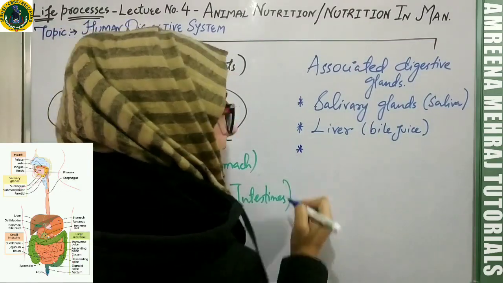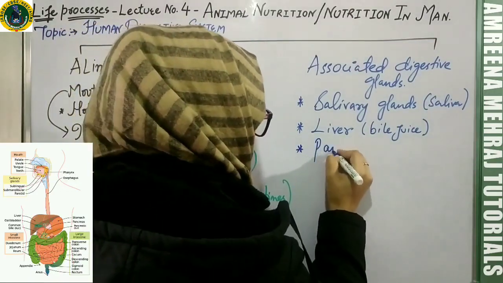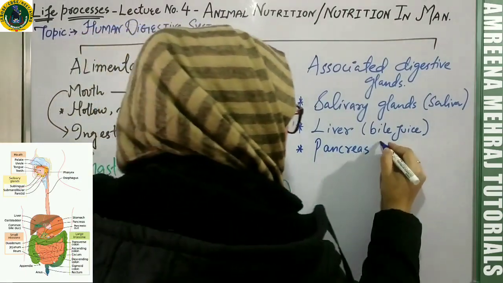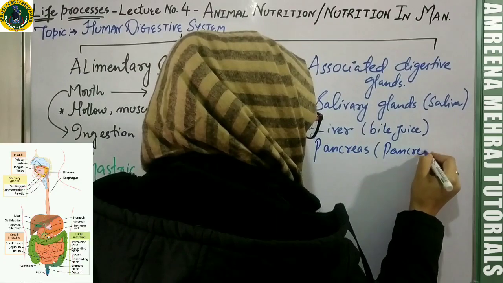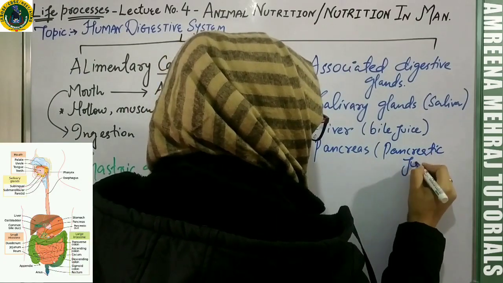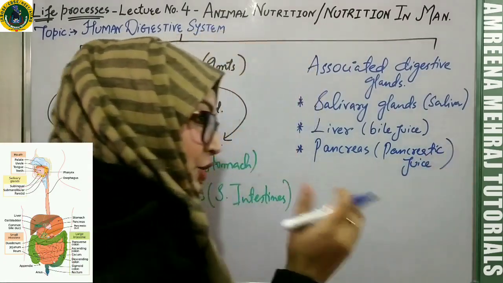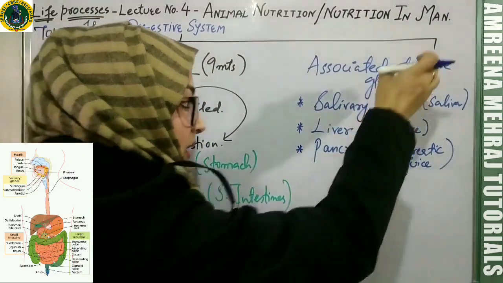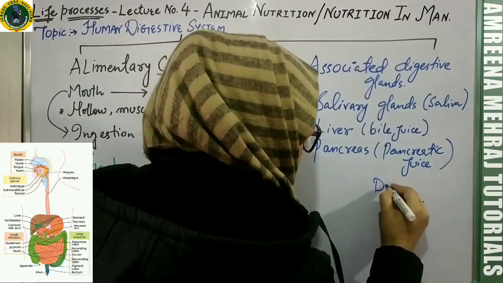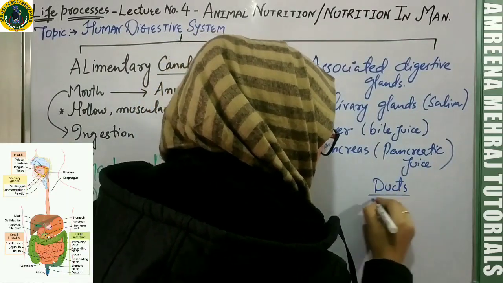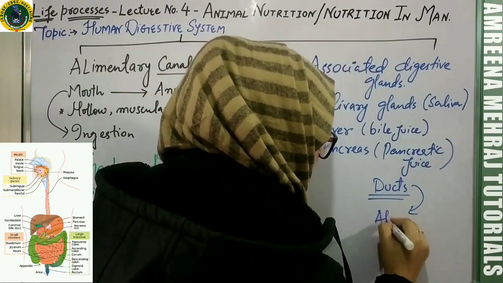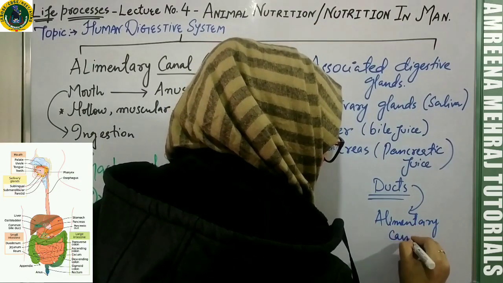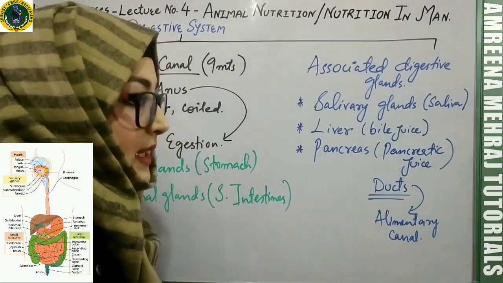And the third, last but not the least, is the pancreas. Pancreas also produces a juice which is called pancreatic juice. What is that called? Pancreatic juice. That juice also has to come to the alimentary canal. All these juices travel through the ducts, and those ducts open in your alimentary canal. So that's why you call these glands associated glands.